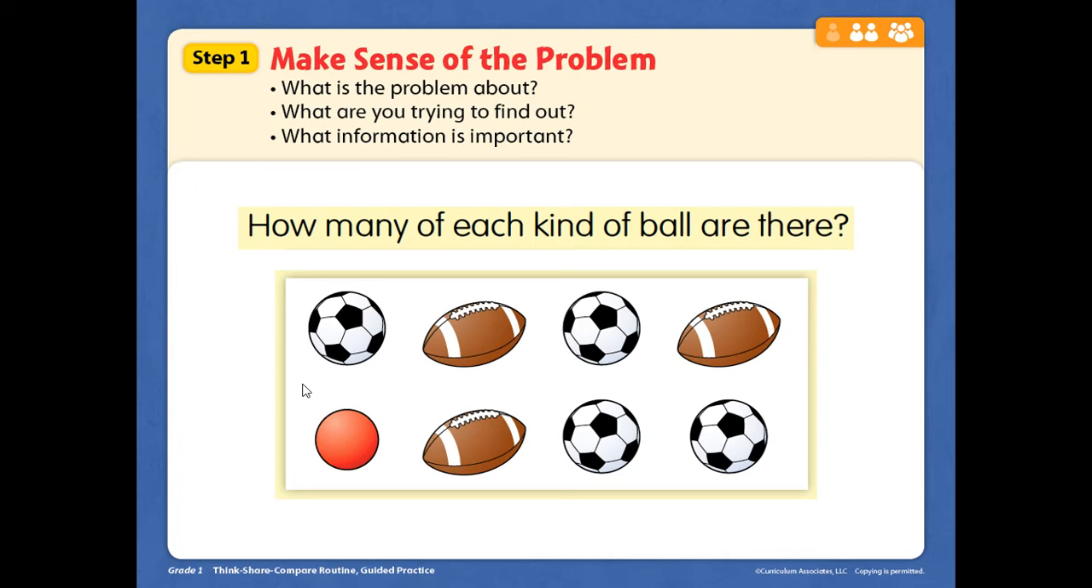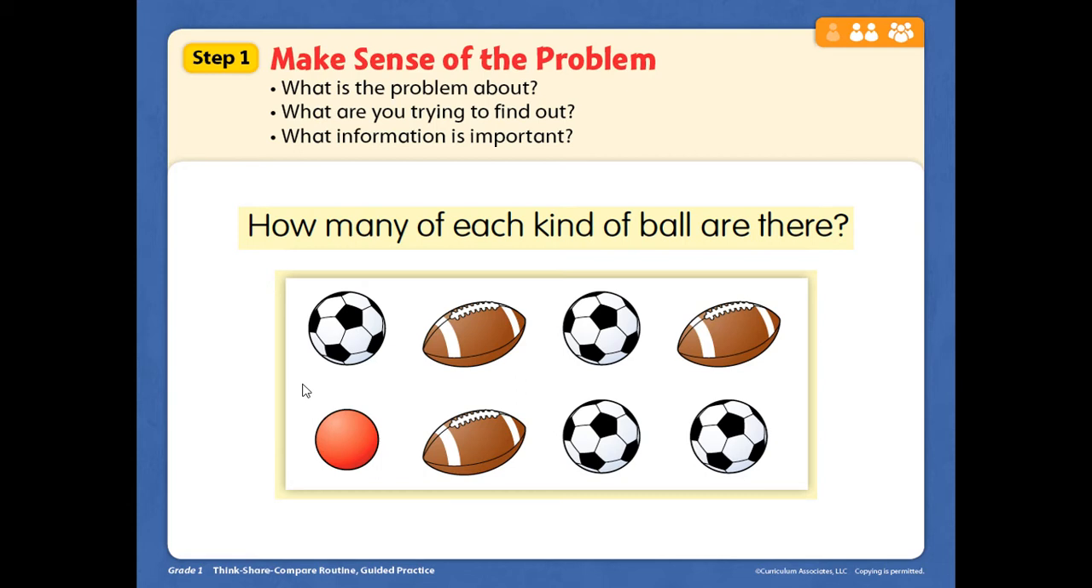Maybe some of the questions would be, what kind of balls are there the most of? The fewest of? How many more soccer balls than footballs are there? How many balls are there in all? So that is what a graph helps us do. We've learned about a couple different ways that we can display the data.